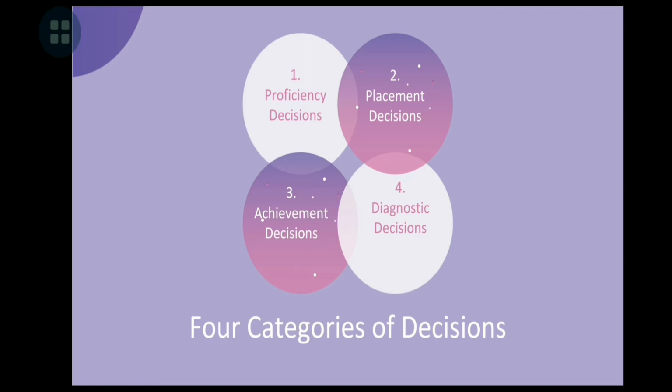The third is achievement decisions. Achievement decisions are decisions about the amount of learning that students have done. Such decisions may involve who will be advanced to the next level of study or which students should graduate. Achievement decisions are central to any language curriculum.